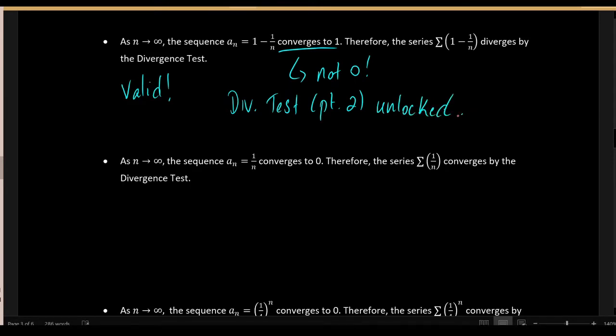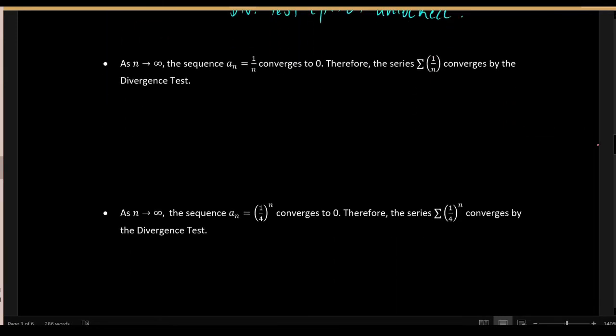Because the divergence test part 2 was unlocked, it was safe to conclude the conclusion of that part of the test, which says your series must diverge. So no problems here. Now let's have a look at the third application.